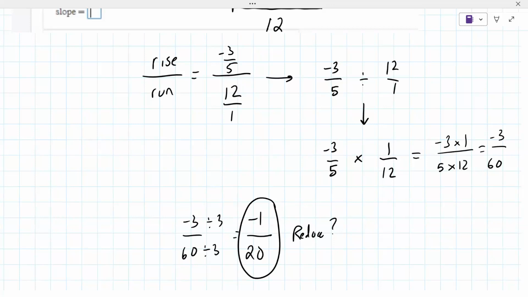Any questions on that? No, I'm still trying to figure it out.